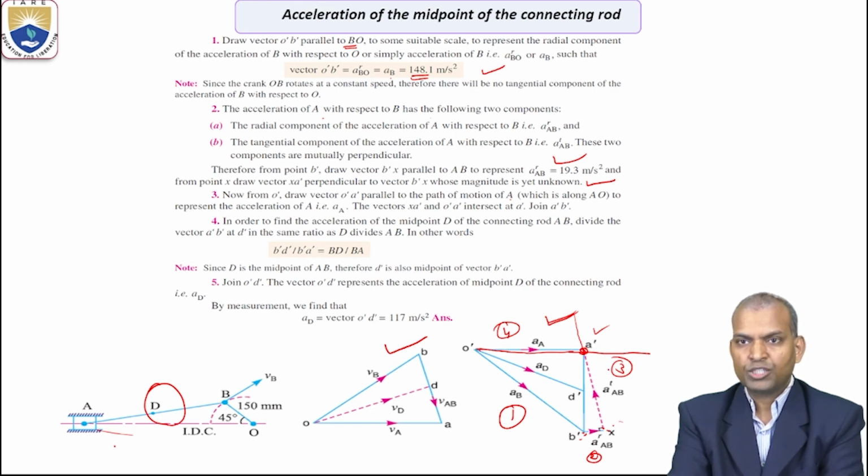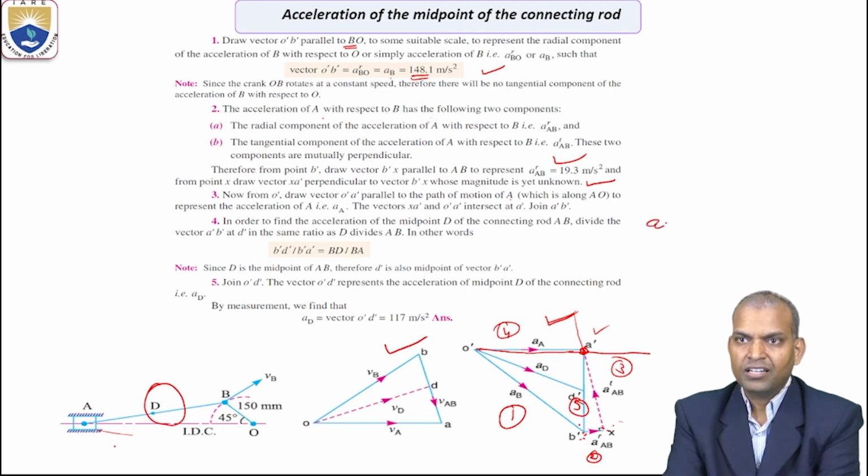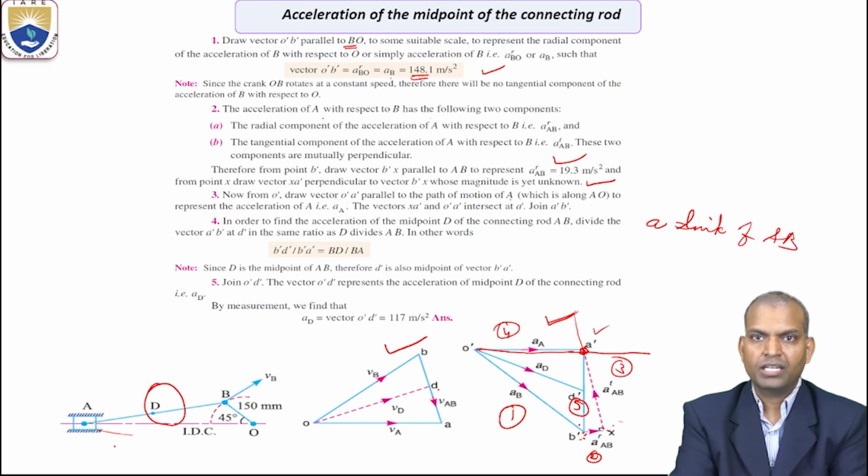Then what to do? Next point: draw A dash to B dash. That is the fifth point, fifth vector. This A dash to B dash is the total acceleration of link AB. Acceleration of link AB. Okay.